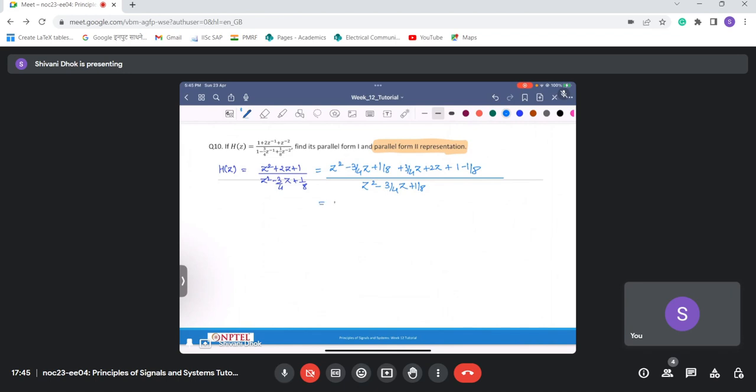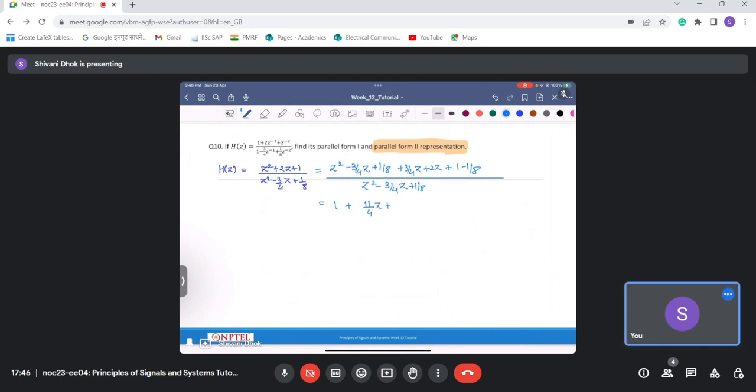So this I can write as 1 plus 3 by 4 plus 2, so this is 4 plus 2, 8, 11 by 4z plus 7 by 8 upon z square. So I can write this as z minus 1 by 4, z minus 1 by 2.